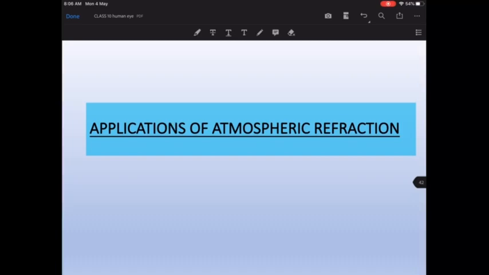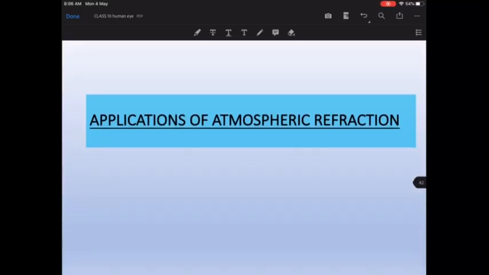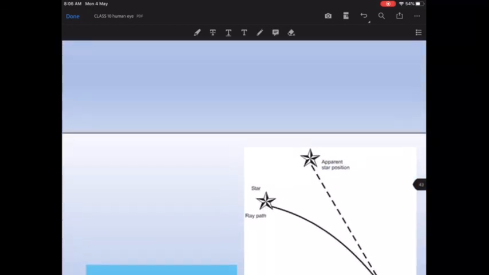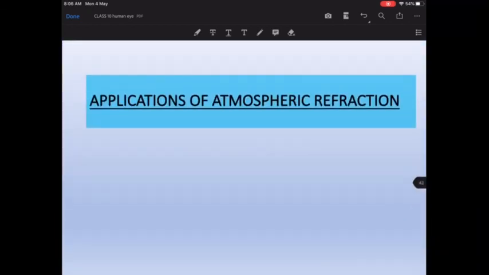So let's start today. In the last class we were discussing what is atmospheric refraction. We just touched upon two examples, but today we will be going deep into atmospheric refraction. Okay, so now understand what is atmospheric refraction. Let me first give you a brief about it.